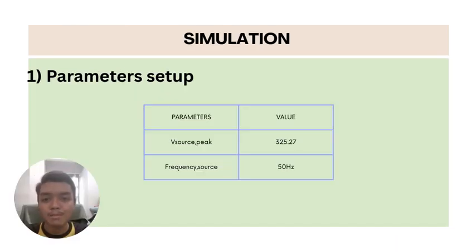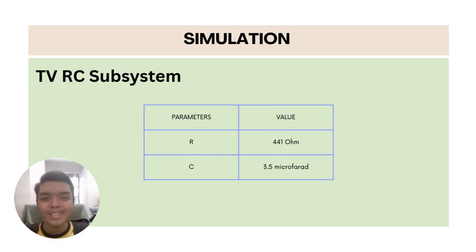Now I will explain the simulation setup. Starting with the source parameters, the AC voltage source is defined with a peak voltage of 325.27 volts, which corresponds to 230 VRMS, and a frequency of 50 Hz, representing standard household supply. The television is modeled using an RC equivalent circuit representing resistive and capacitive behavior of electronic components. The values used are 441 ohms for resistance and 3.5 microfarads for capacitance.